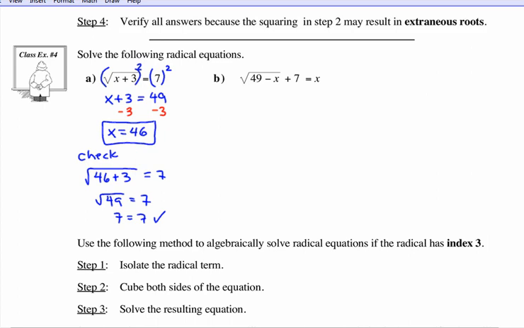Try another one. Our first step is always to isolate the radical. Get the radical by itself. So we're going to subtract 7 to both sides. That gives me square root of 49 minus x equals x minus 7. Now what do we have to do to both sides? We square both sides to get rid of the radical.